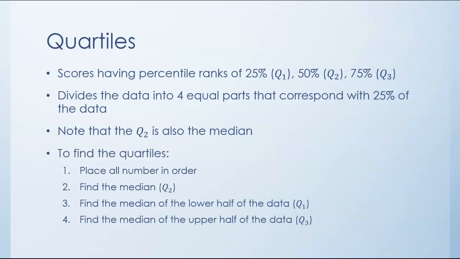So to find the quartiles, what we're going to do is we place our numbers in order because we are finding a median. And remember, anytime we talk about median, it's always going to be numbers in order. So the second thing we're going to do is we're going to find the median of the data set.